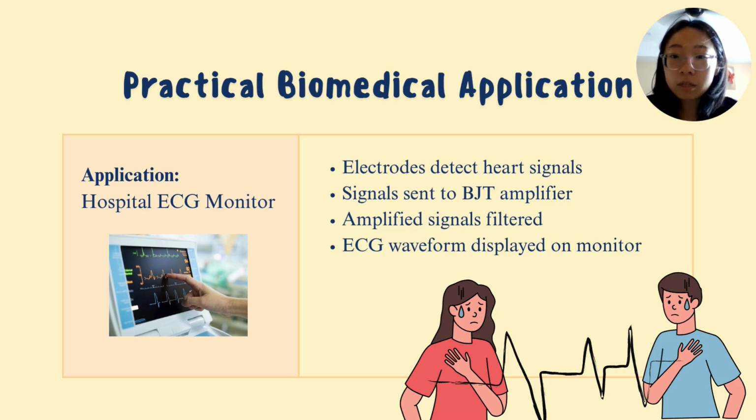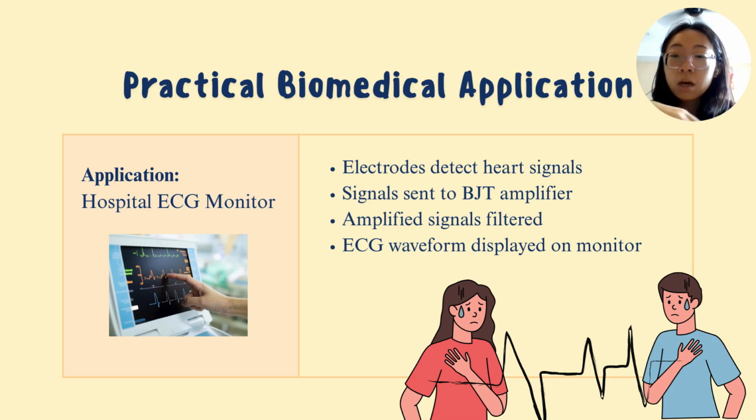Let us now examine a practical biomedical application of the BJT amplifier. One common example is the hospital ECG monitor. When electrodes are attached to a patient, they detect the heart's electrical activity. These signals are then transmitted to the amplifier stage. At this stage, the BJT transistor amplifies the small ECG signals. For example, a signal measuring only a few millivolts can be increased many times in amplitude, making it suitable for further processing.